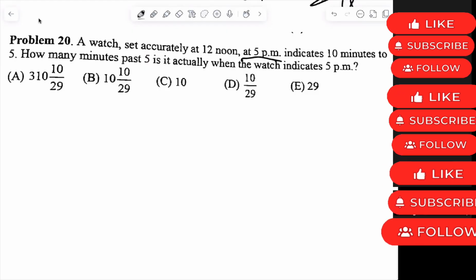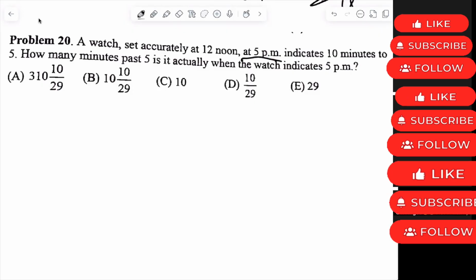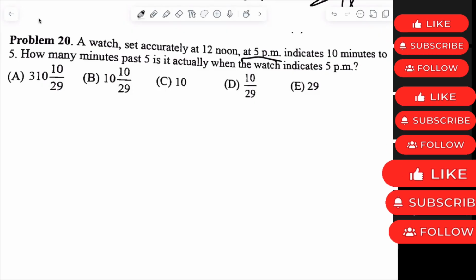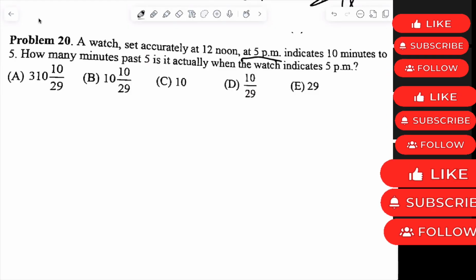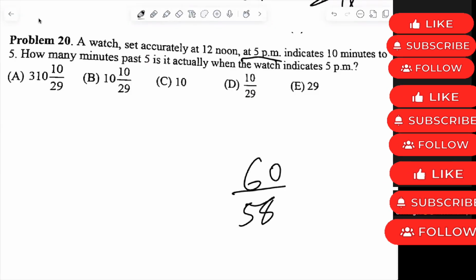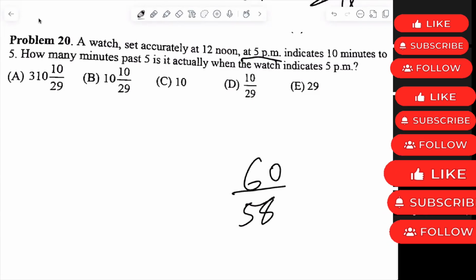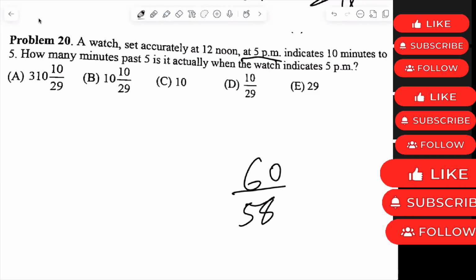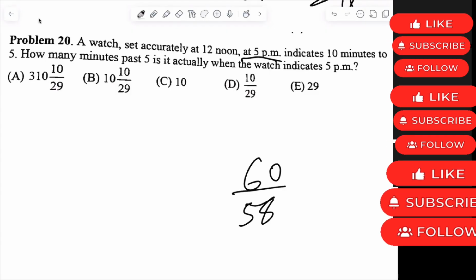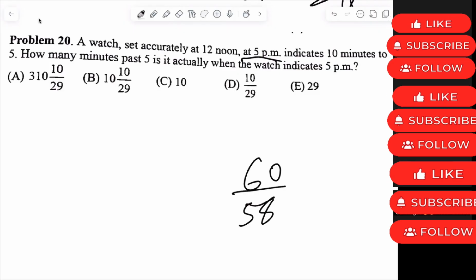And notice that, so that means that it's going to be 2 minutes slow per hour, right? So, 60 divided by 58, that's going to be a ratio. Why? Because every hour that passes by, it's going to go by only 58 minutes, right? And we want to find how long it takes to go 5 hours.